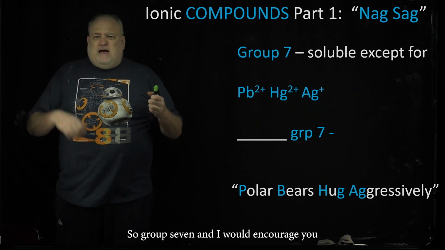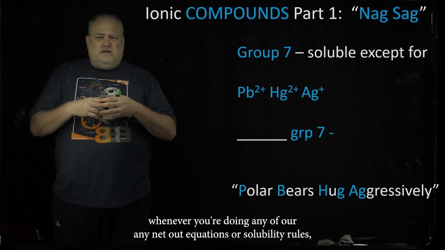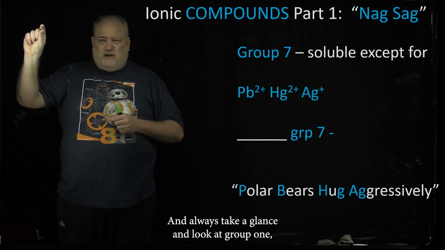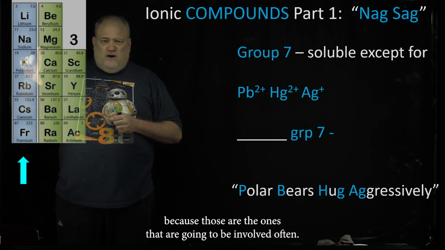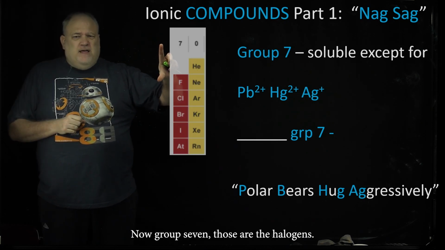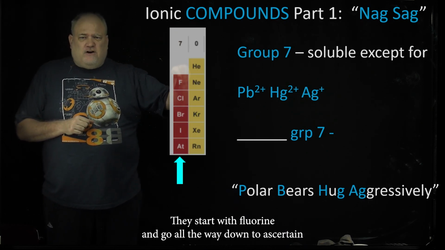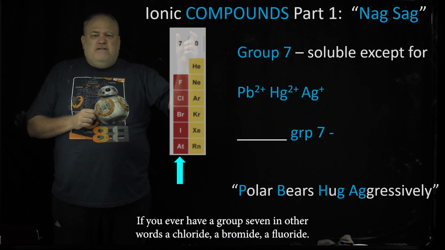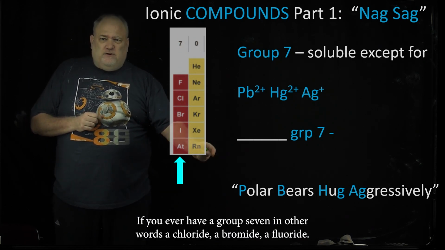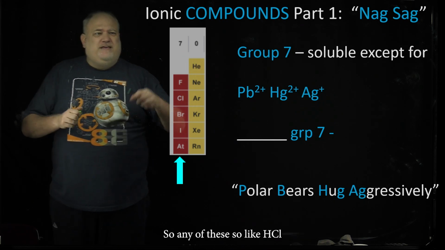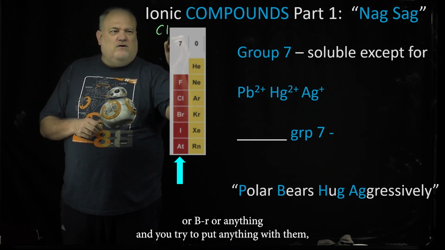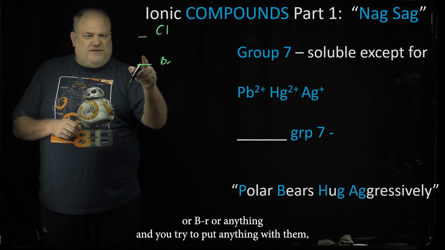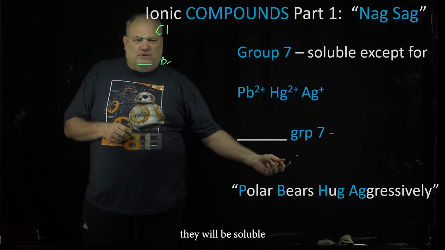So group 7, and I would encourage you whenever you're doing any net ionic equations or solubility rules, you have your periodic table in front of you, and always take a glance and look at group 1, because those are ones that are going to be involved often, and then take a look at group 7. Now group 7, those are the halogens. They start with fluorine and go all the way down to astatine, which we never really use. If you ever have a group 7, in other words, a chloride, a bromide, a fluoride, so any of these, so like Cl or Br or anything, and you try to put anything with them, they will be soluble.